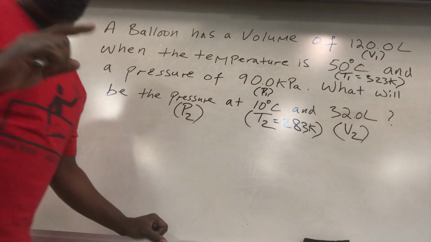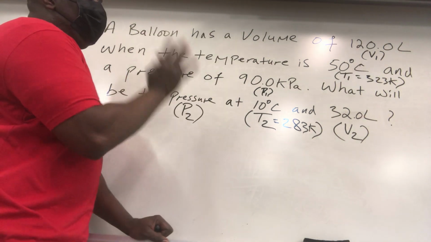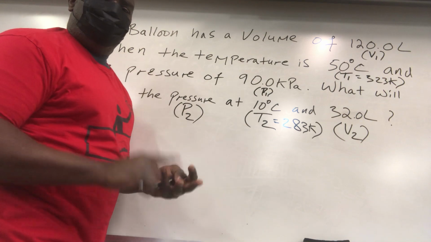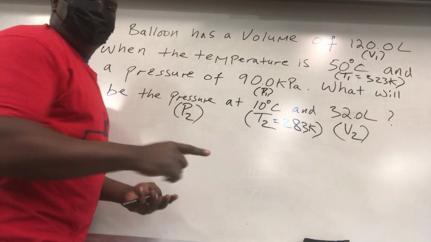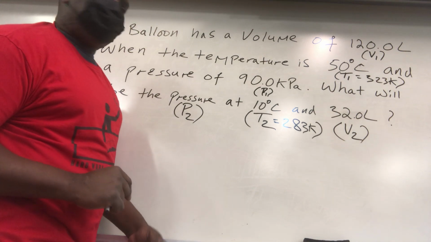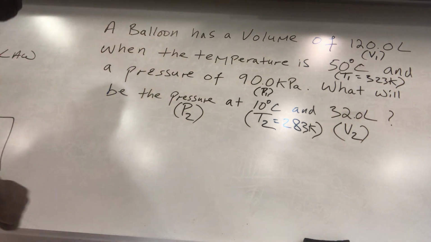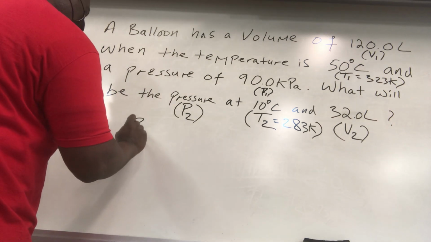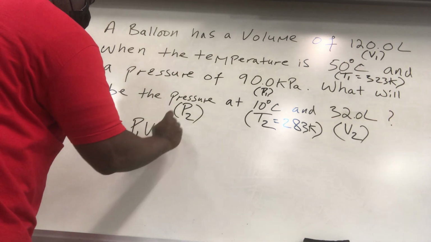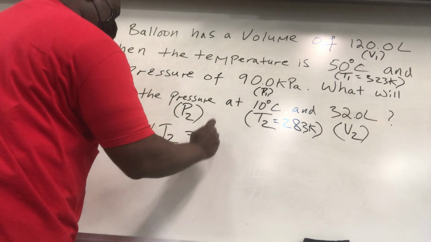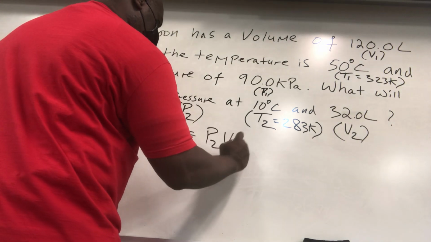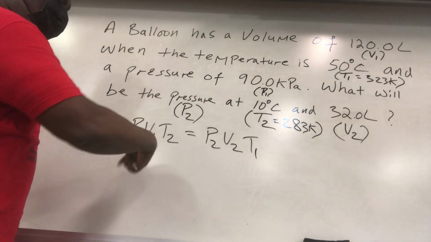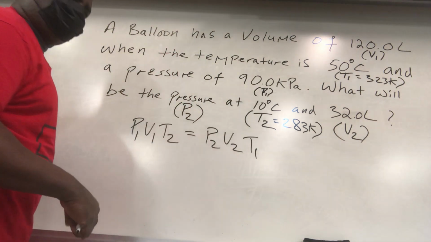So now we're good to go. We labeled all our variables correctly. We understand what we're looking for. We're looking for P2. We're going to solve this problem now. So we agreed from over here that we're going to use P1, V1, T2 equals P2, V2, T1, because remember, we cross-multiply the temperatures.